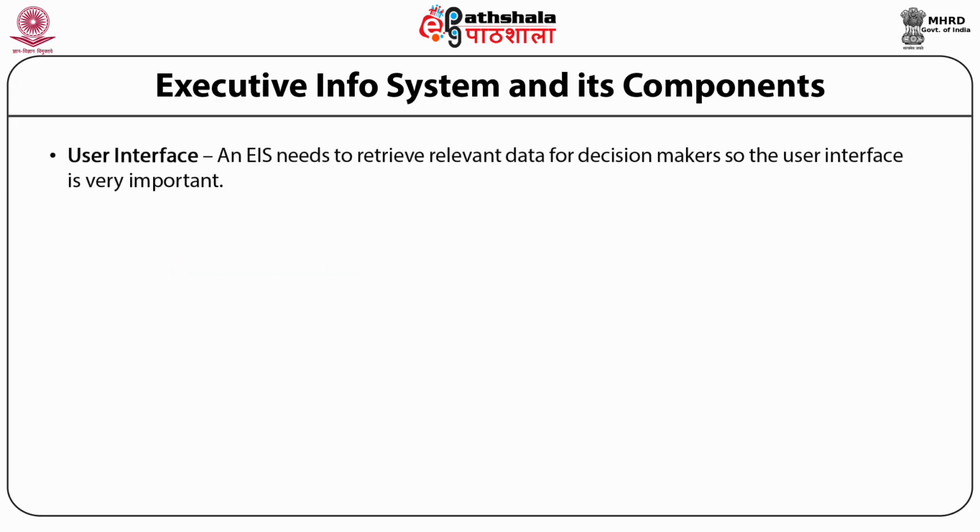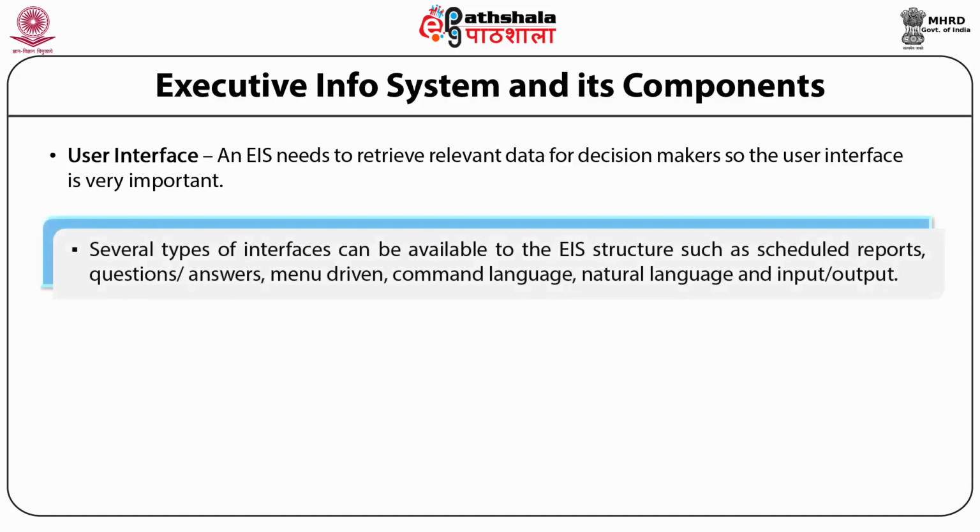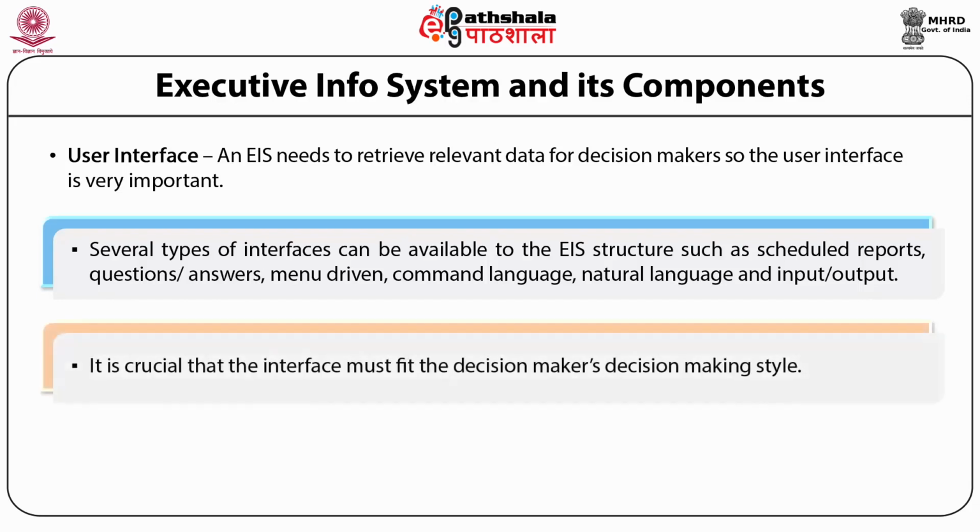The user interface. The executive information system needs to retrieve relevant data for decision makers, so the user interface is very important. Several types of interfaces can be available to the executive information system structure, such as scheduled reports, questions and answers, menu-driven, command language, natural language, and input-output. It is crucial that the interface fit the decision maker's decision-making style.